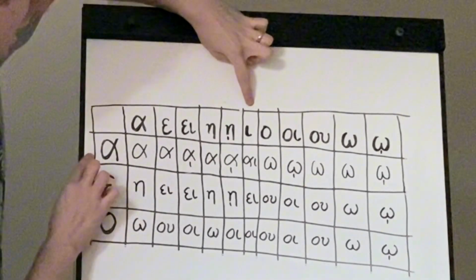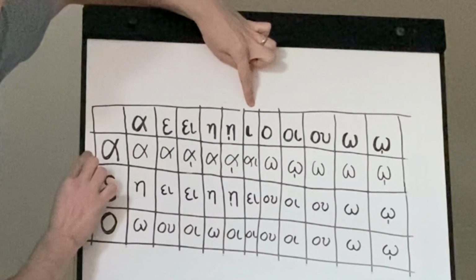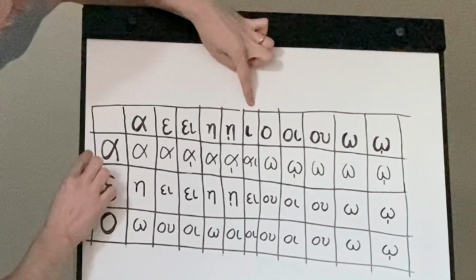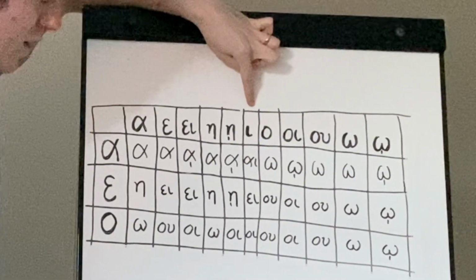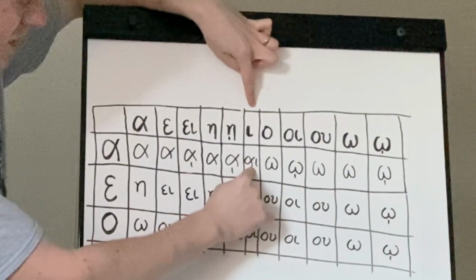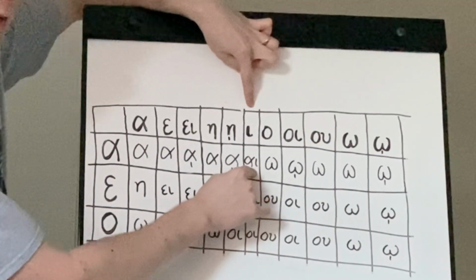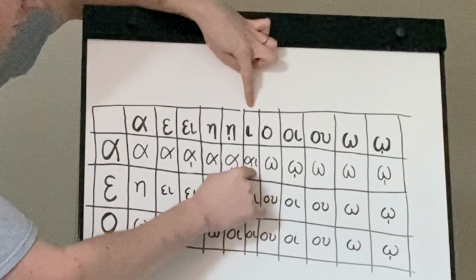Now, the 6th combination is where alpha meets with iota itself. And in this case, it's very straightforward. Just picture alpha with iota itself. It makes the very same diphthong, alpha iota. You literally just stick these 2 letters together to make the diphthong alpha iota.